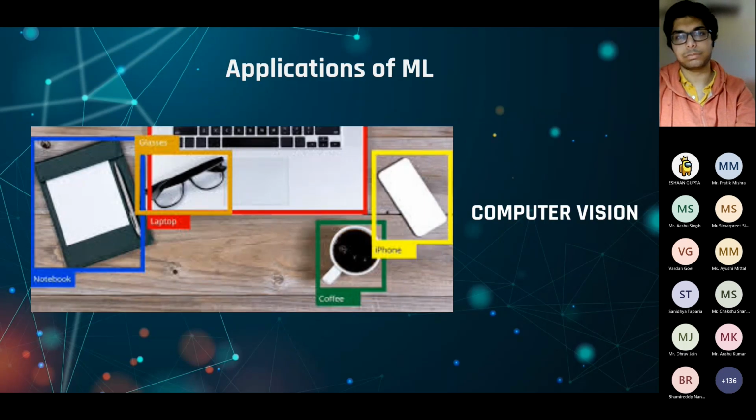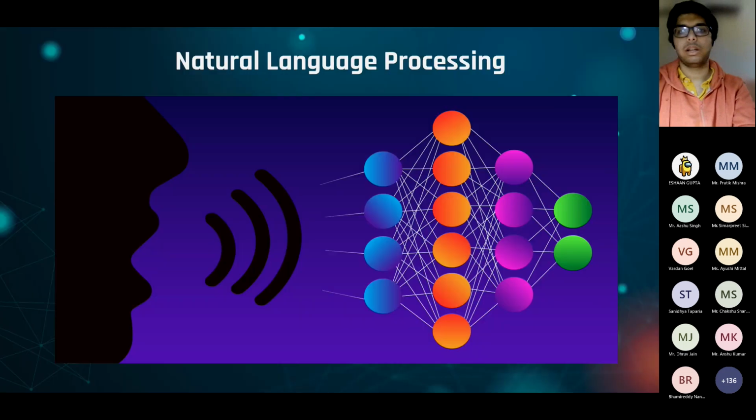Now, applications of ML. These are a few applications of ML which I will be showcasing. First is computer vision. You can see here that computer vision is basically how humans perceive, and we try to extrapolate it to computers. You can see a computer is able to detect a notebook, a laptop, glasses, an iPhone, a coffee. All these kinds of things, detecting things or classifying things from images, is called computer vision. Then natural language processing.